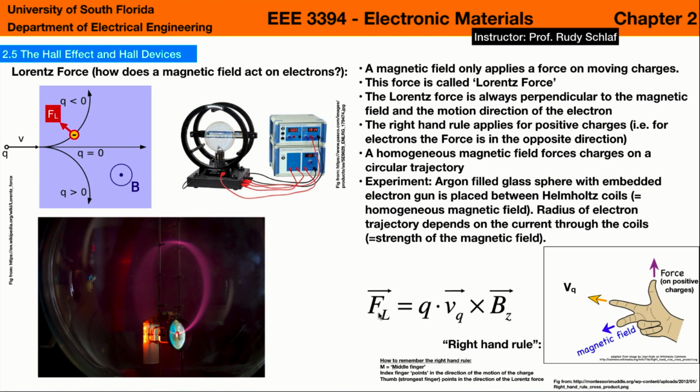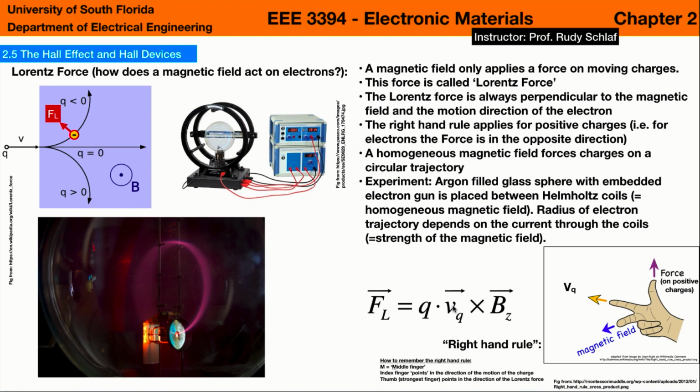This here is the formula for the Lorentz force. What you have here is that the Lorentz force vector is defined by the vector product between the velocity vector of the charge and the magnetic field vector. So the Lorentz force is always perpendicular to both the magnetic field and the velocity vector. And that is multiplied with the magnitude of the charge.